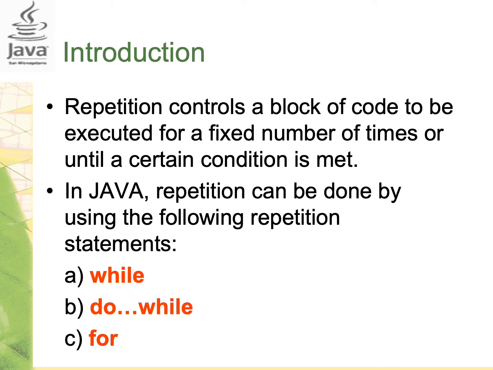What does it mean by repetition? Repetition controls a block of code to be executed for a fixed number of times or until a certain condition is met. In Java, repetition can be done using while, do-while, and also for. We are going to learn how to use all of these.